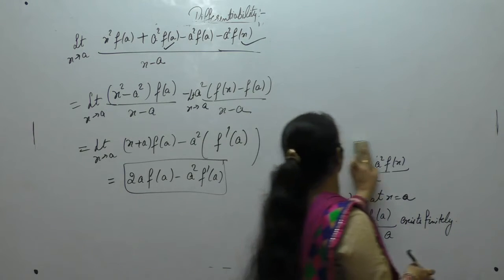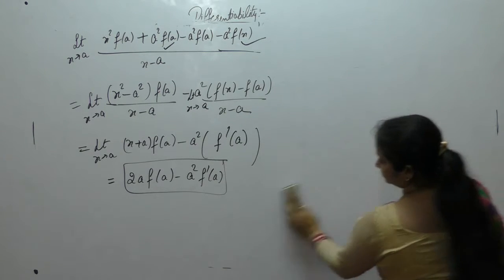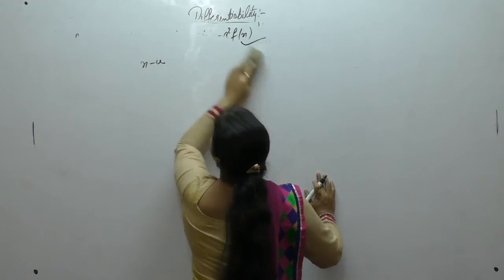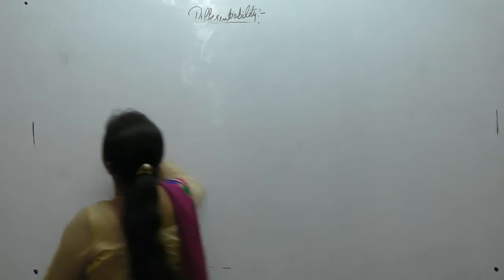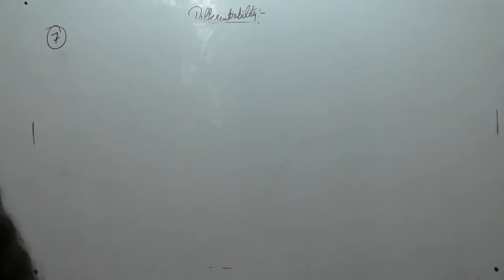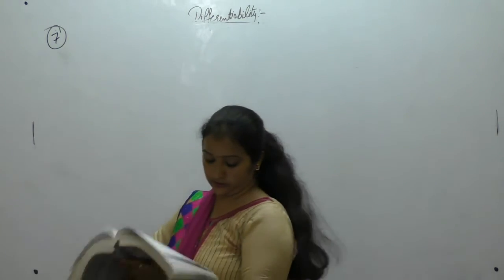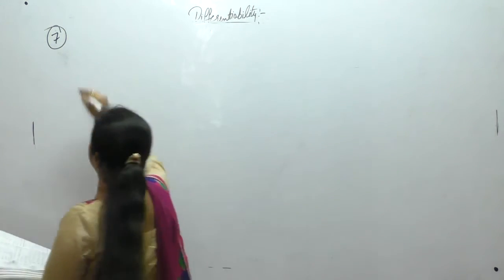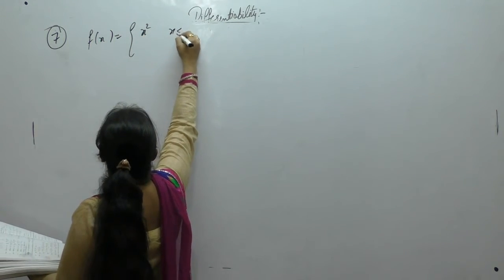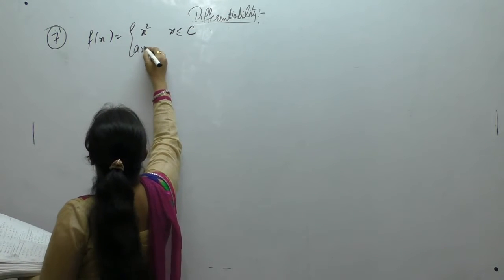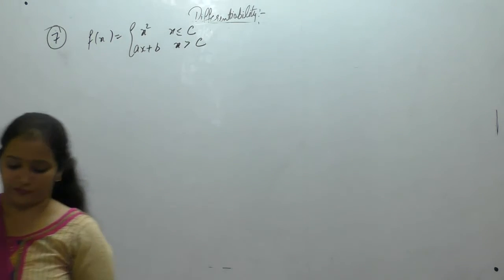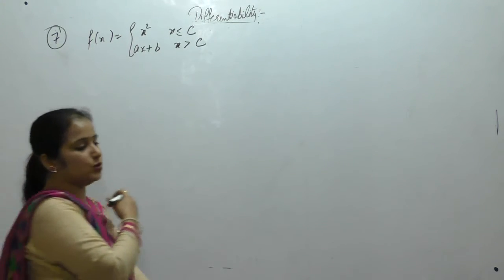Now the next one. For what choices of a and b is the function f of x, x square, x is less than or equal to c, ax plus b, x is greater than c, differentiable at x is equal to c.